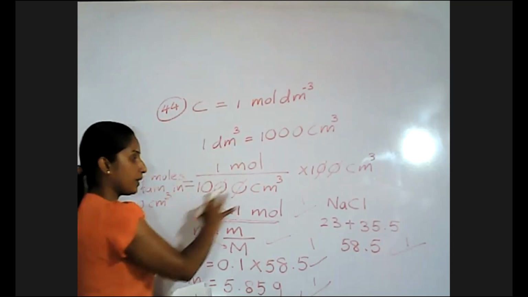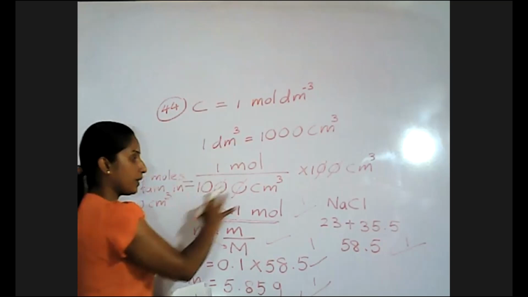What we know is that 44 grams of carbon dioxide contains how many molecules? Avogadro number of molecules. In 44 grams of carbon dioxide, it contains this number of carbon dioxide molecules. What is the question here? It is in 22 grams.